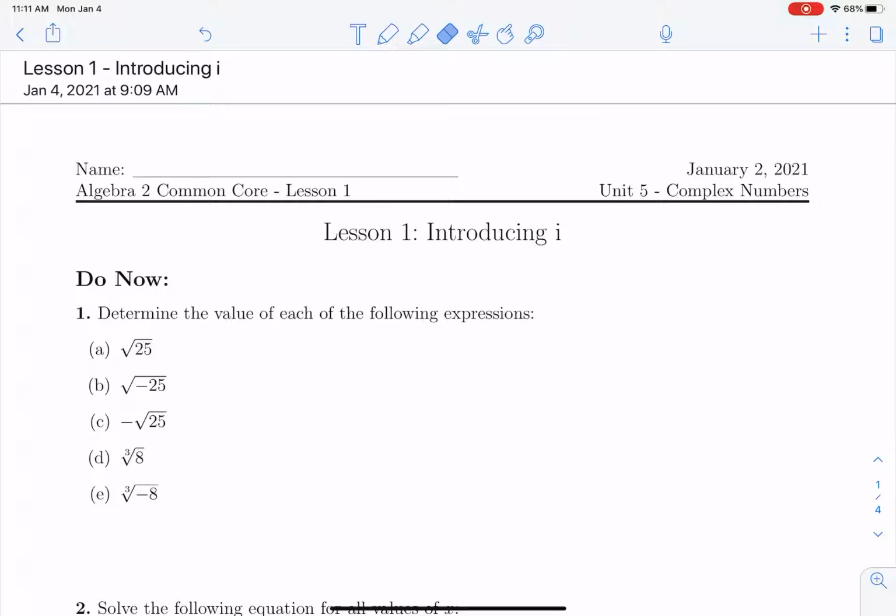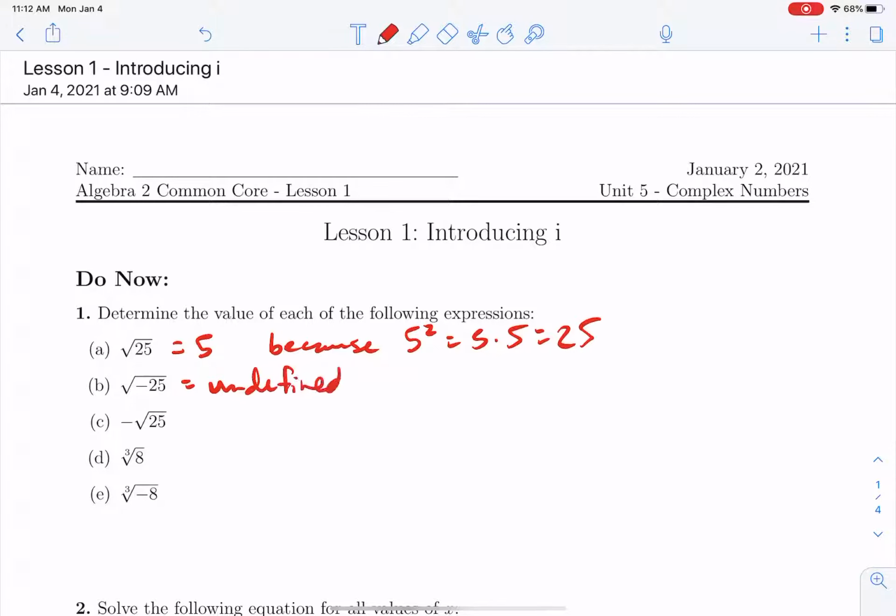Alright, for our do now, we're asked to determine the value of each of the following expressions. Square root of 25, that equals 5. And that's because, as we know, 5 squared, which is 5 times 5, equals 25. However, if I try to find the square root of negative 25, I get a message in my calculator that says undefined. Or error. You might see error in your calculator.